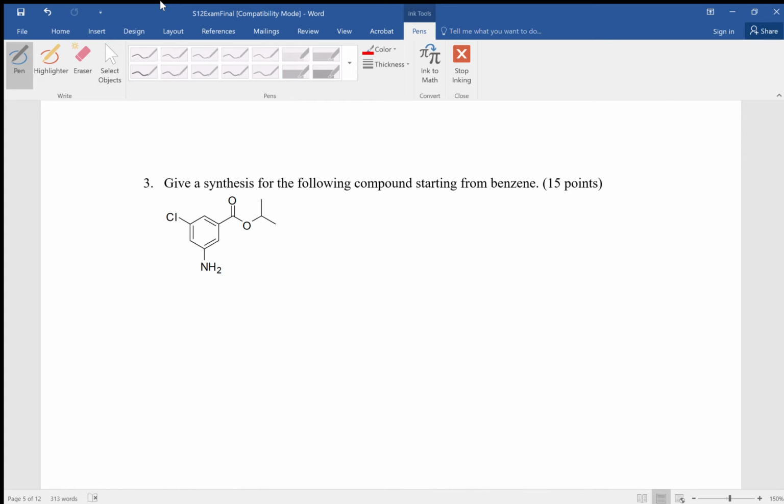Because as we can see, we clearly have three different groups that are meta to each other, but only one of them, the ester group, is actually a meta director. And so that suggests to me that that's the group I want to get on first. And so at some point along the synthesis, I'm going to want to get to that compound.